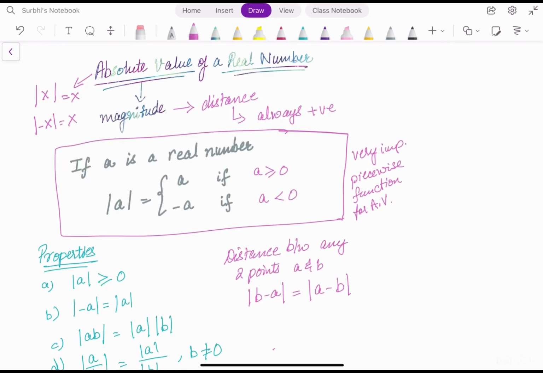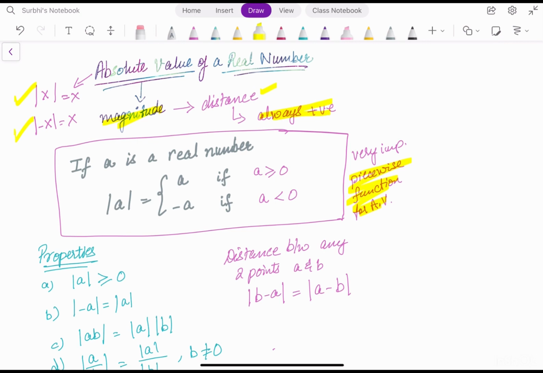Now the absolute value. Absolute value of a real number, as we know, we are talking about magnitude. Magnitude, we are talking about distance. It will always be positive. Even if we are talking about a negative number, if it is in the absolute value bars, it will turn into a positive number. It is very crucial that you understand the piecewise function, how to write the absolute value as a piecewise function.